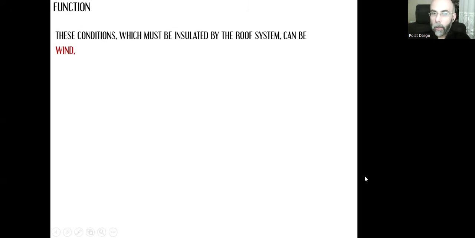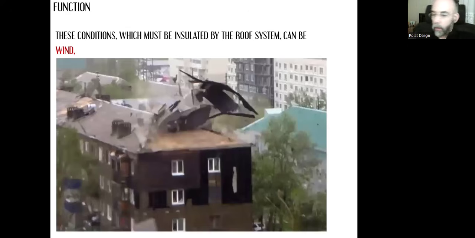Another one, these conditions which must be insulated by the roof system, can be wind. Again, it can create a lateral force, it can deform the roof, and it can cause building products to be deformed or broken down, and it can harm the indoor environment.